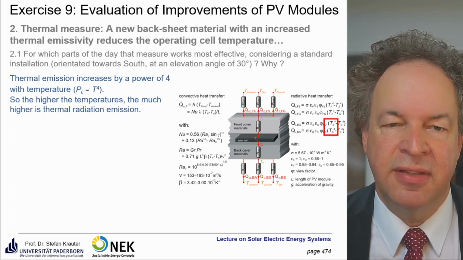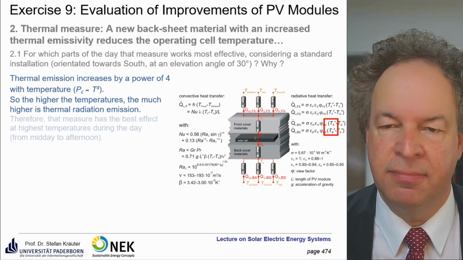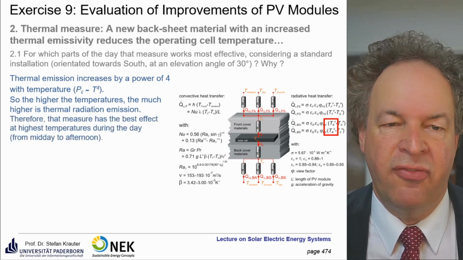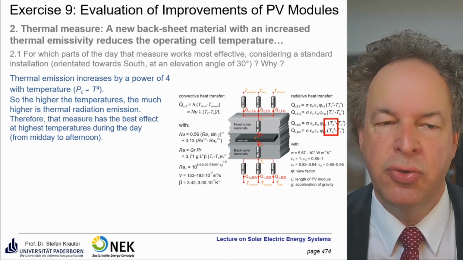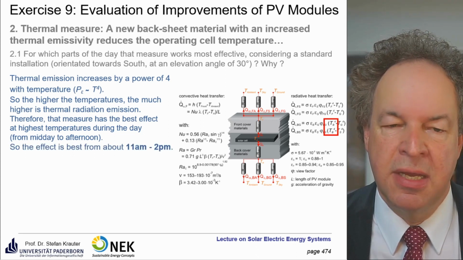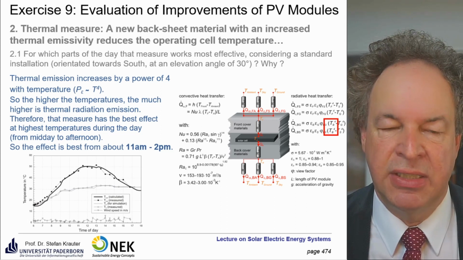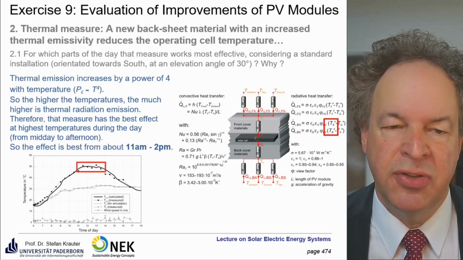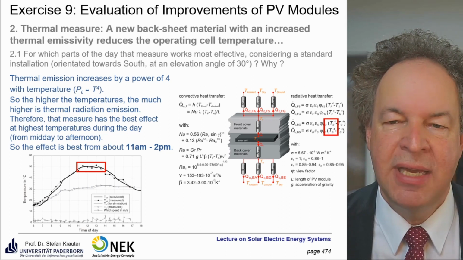So the higher the temperature, the much higher is the thermal radiation emission. And therefore that measure has the best effect at highest temperature, and that occurs from midday towards the afternoon. If we take a look at the temperature curve here, and as you know from the lecture, it's about from 11 a.m. to 2 p.m.